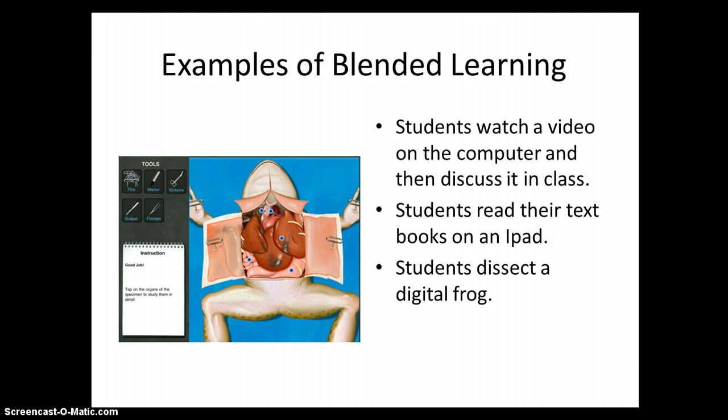Some examples of blended learning are, for example, the students watch a video on the computer and then discuss it in class. This could be a tutorial on something. It could be a little fun video explaining the subject that they're working on. In multiple schools around the country, especially in Utah, they've started to transition away from paper-based textbooks. They are now using digital textbooks on mediums such as the iPad to allow the students to be able to read their textbook and still be hooked in technologically.